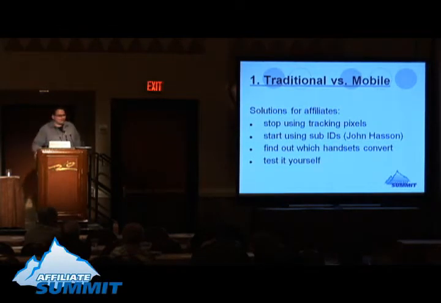Affiliates, same thing. The good old tracking pixel doesn't work on mobile. What you should do is optimize or analyze your traffic using sub-IDs. And I put John Hassan's name in parentheses. He's published a few guidelines or blog posts about automating that kind of stuff. So he's basically running his whole PPC stuff through sub-IDs.